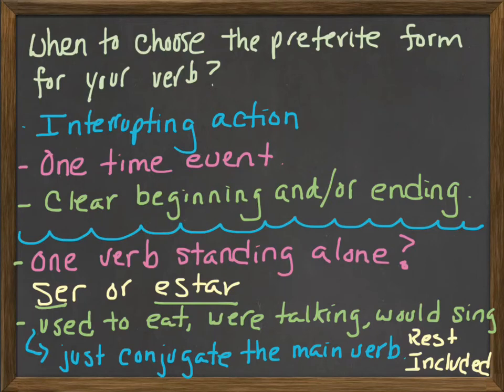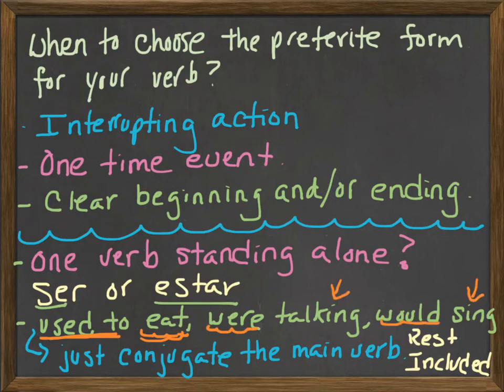Okay, but in your sentence, if you see things like were talking, would sing, used to eat, don't worry about translating this part. I'm going to use orange so don't freak out. Just focus on the main verb, okay? If you have a helping verb and the main verb, just concentrate on the main verb and put the right ending on it.